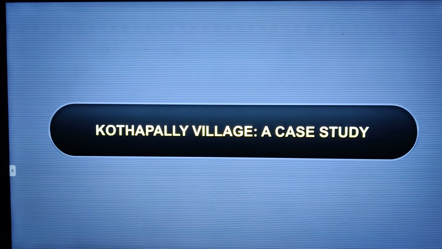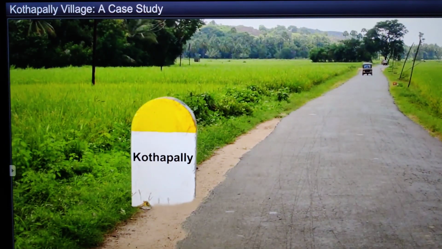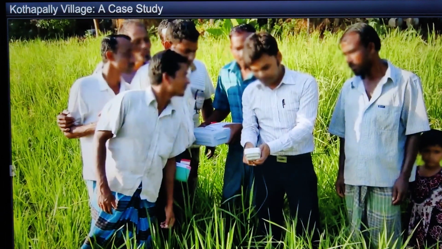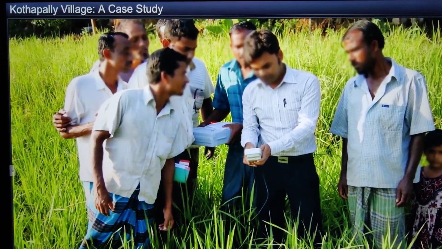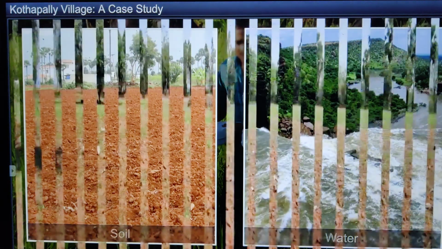You will learn about Kottapalli village, a case study. The case study sheds light on how the people of Kottapalli achieved success under proper guidance for the utilization and management of natural resources like soil and water.